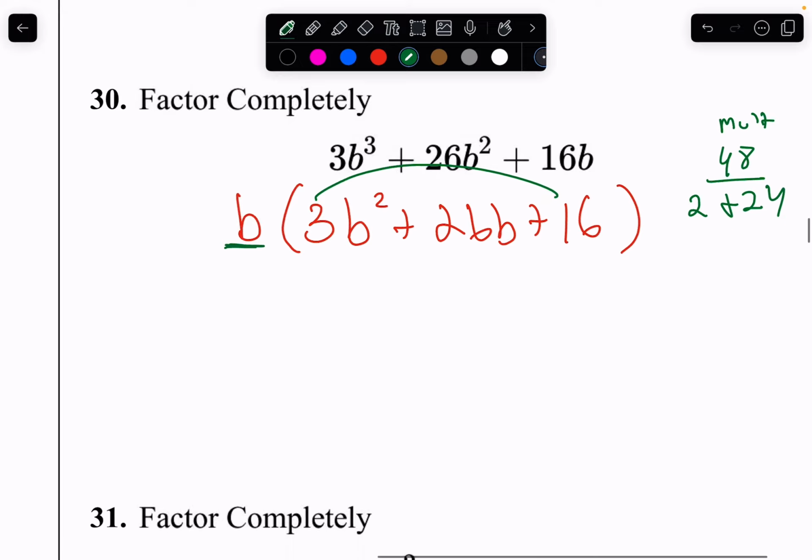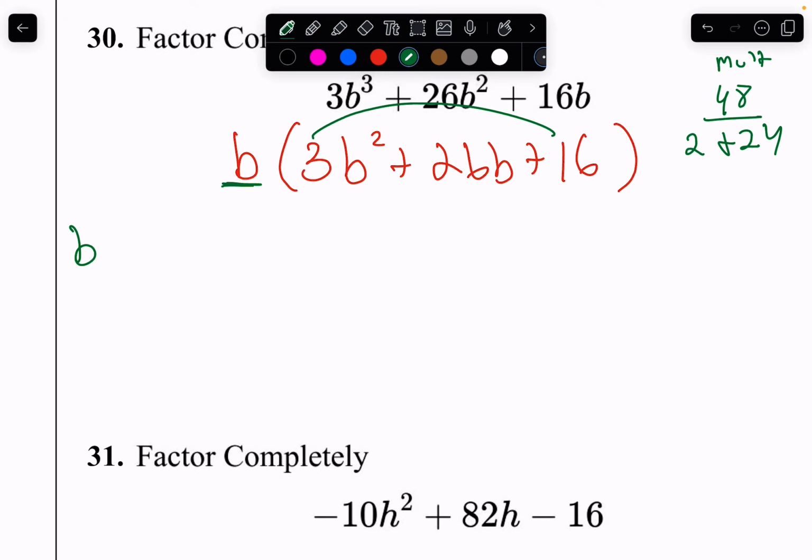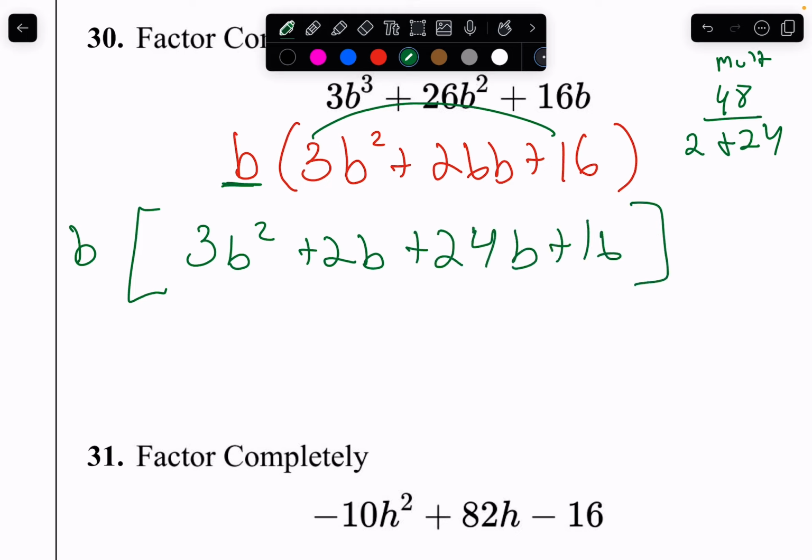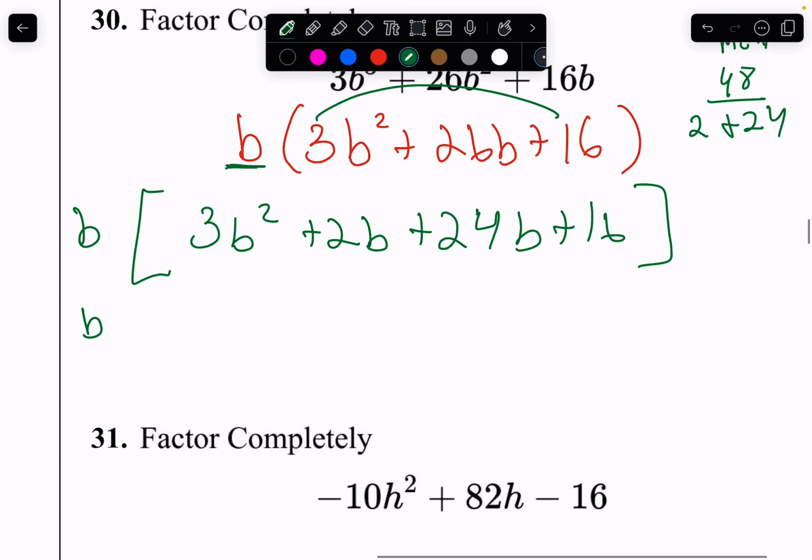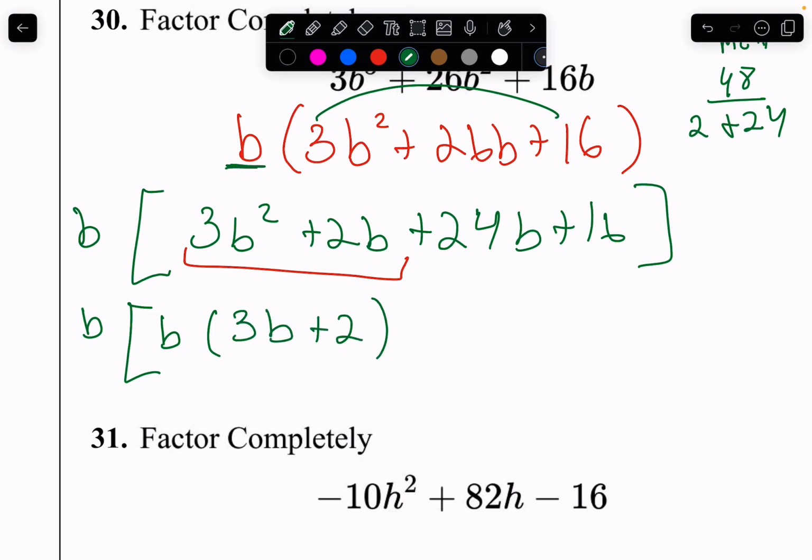Now, one thing, don't forget this b that we pulled out. Just leave it out in front. We'll kind of ignore him till the end, but don't forget about him. He's still important, but we're going to continue factoring all this other stuff. So we've got 3b squared plus 2b plus 24b plus 16. We've got to take out the GCF between these two terms here, and that is going to be just a b. So we're left with 3b plus 2.